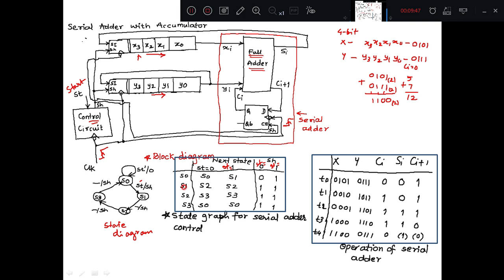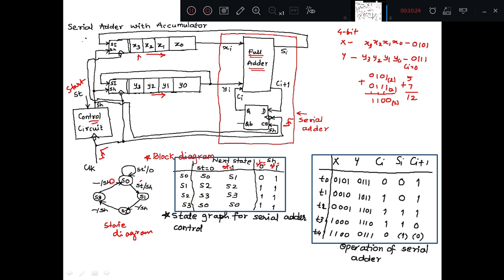Then you observe in the S1 state, whether the start signal is 0 or 1, once the operation is started, from S1, whenever the rising edge of the clock comes, it goes to the next state S2. Whether ST is 0 or 1, it goes to the next state S2, and the shift signal will be 1. Then from S2, whether the start signal is 0 or 1, you are moving to the next state S3, where you can observe here the shift signal remains 1 without checking any condition.